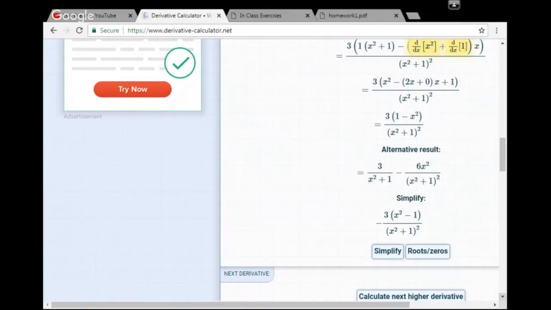It's just for those of you who are having trouble with calculus. It'll do simple derivatives. It'll do more complicated ones. So, I just wanted to show you that it can do a complicated one. Okay. Questions?